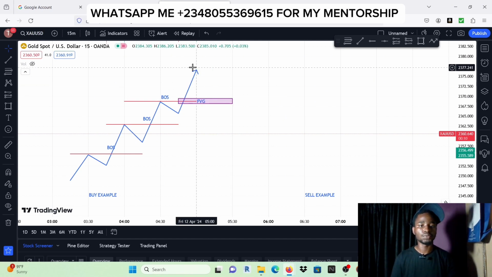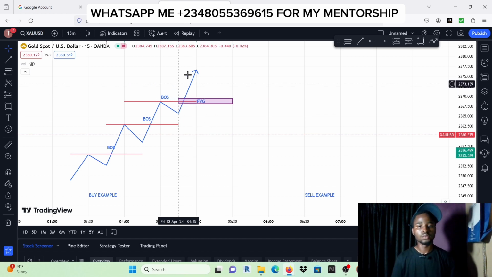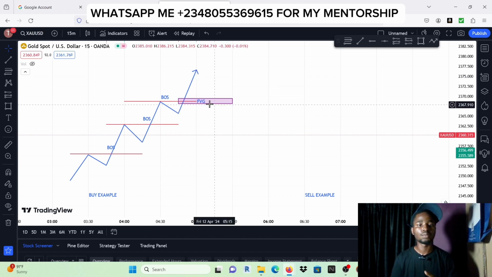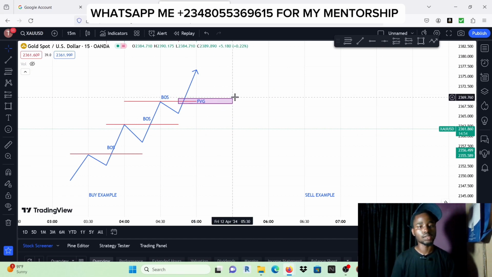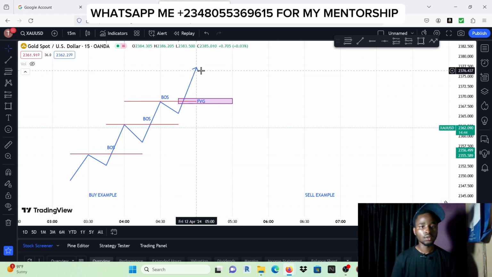You don't just jump in and enter a buy or a sell randomly, because if you do that, the market will take you and all those other traders out based on the liquidity that is already around these regions. Since we're going to be entering the same way the banks and the market makers enter, we're going to be using the break of structure and the fair value gap.